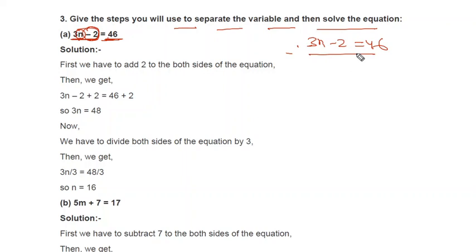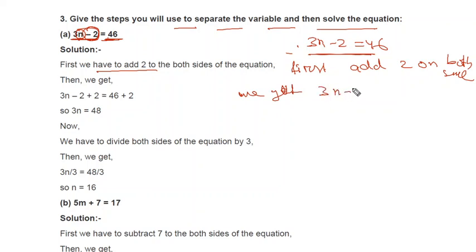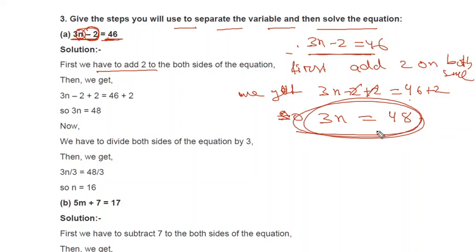So 3n minus 2 equal to 46. First we have to add 2 on both sides. Then we get 3n minus 2 plus 2 equal to 46 plus 2. Plus 2 minus 2 cancels, so 3n equals 46 plus 2, which is 48. Now is this the solution? No, it's not the solution yet. We need the value of n only, but 3 is multiplied here.